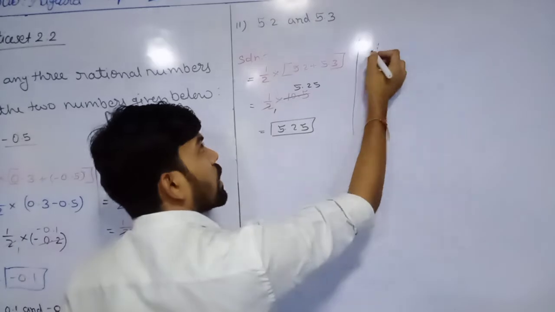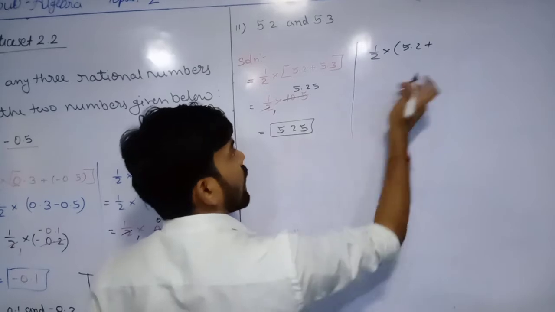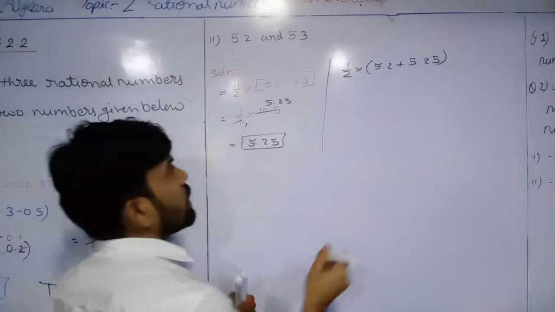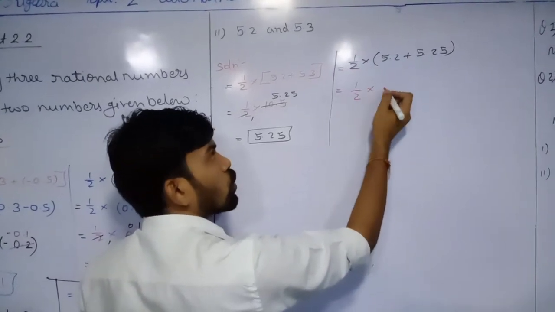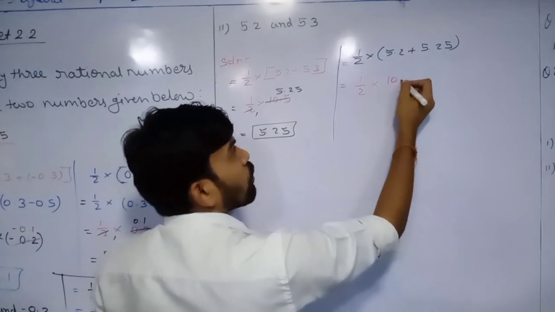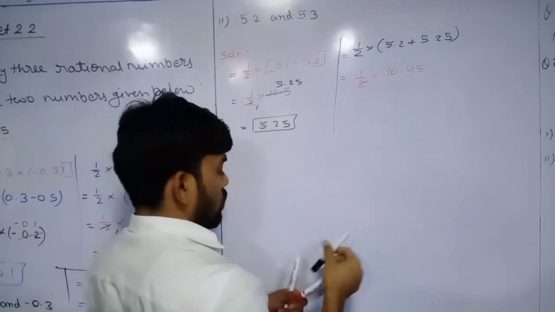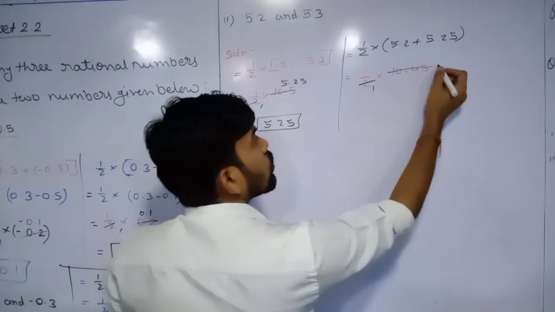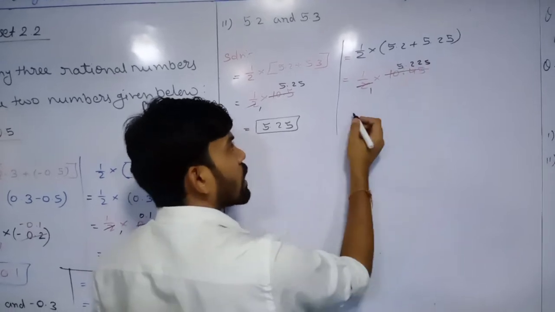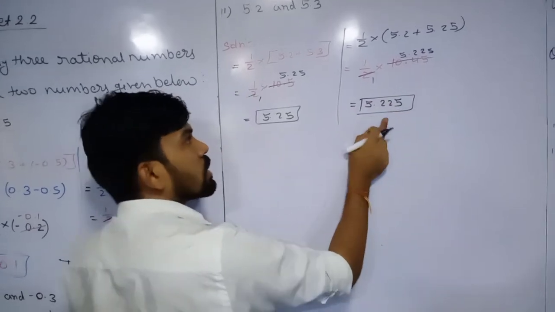Now as I said, the first number 5.2 plus the answer we got, 5.25. We write the next line: 1/2 multiply 5 plus 5, it will become 10.45. Again do the cancellation with 2. 2 ones are 2, 2 5s are 10, 2 2s are 4, 2 2s are 4, 2 5s are 10. So it will be 5.225. This way we are finding the second number.